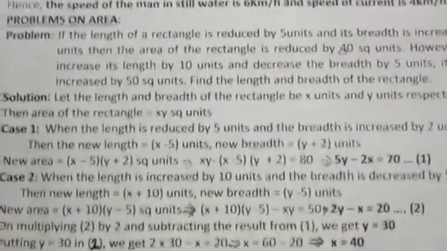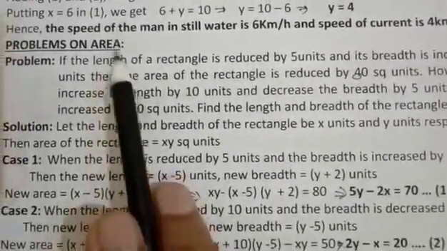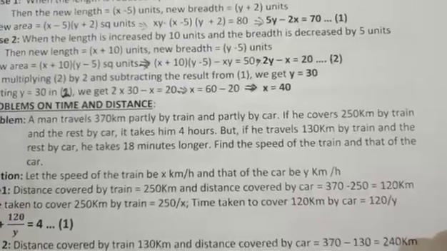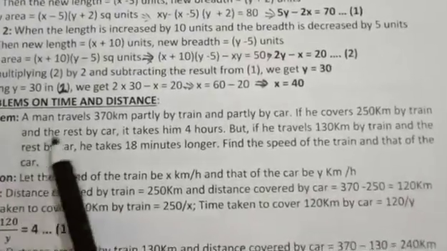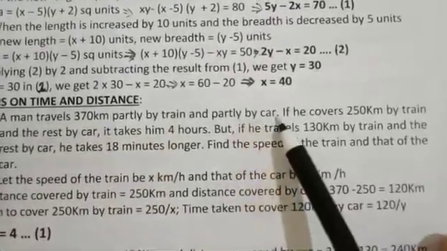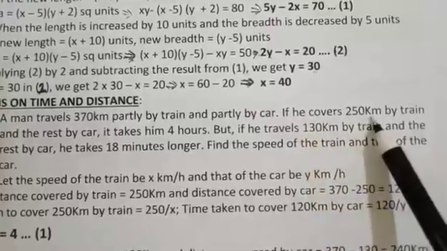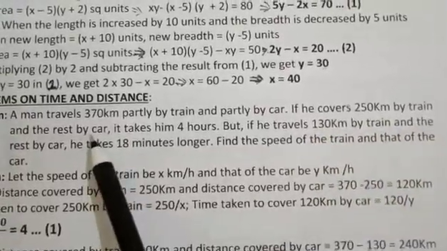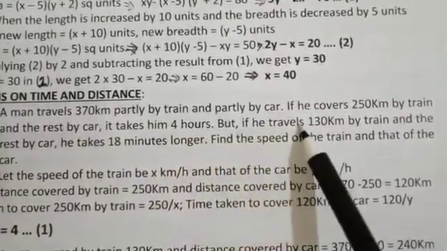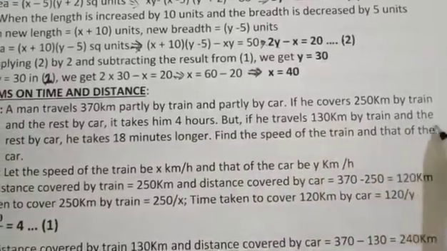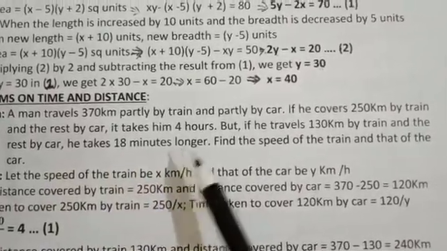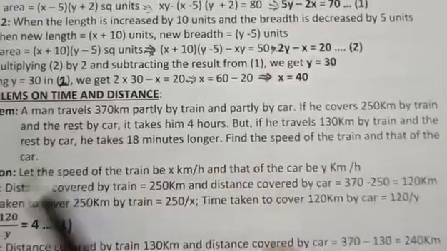This is the second pattern, and the pattern is known as problem on area. Coming to the last pattern which I am going to take up, problem on time and distance, a very important pattern. A man travels 370 km partly by train and partly by car. If he covers 250 km by train and the rest by car, it takes him 4 hours. But if he travels 130 km by train and the rest by car, he takes 18 minutes longer. Find the speed of the train and that of the car.